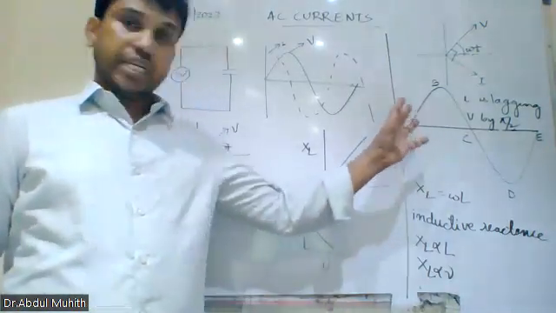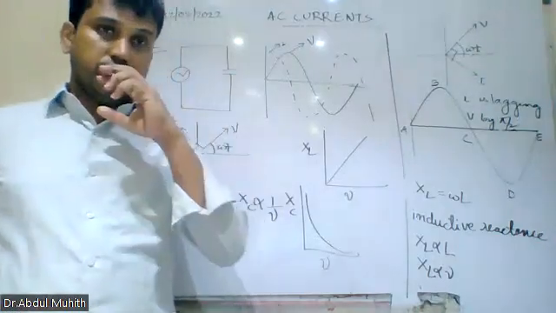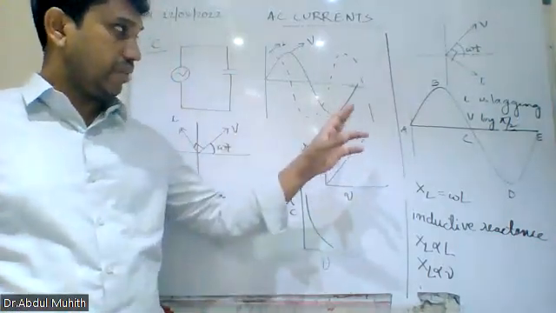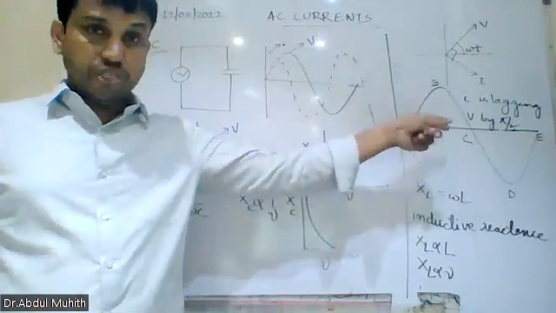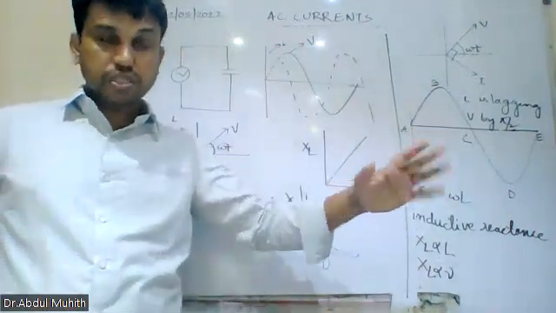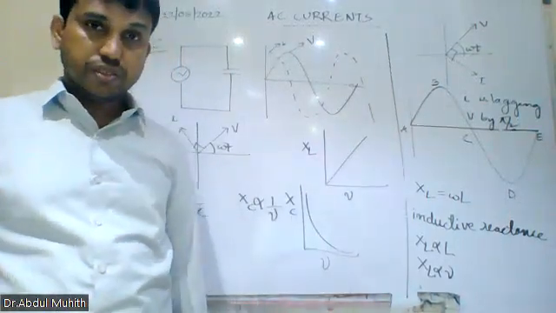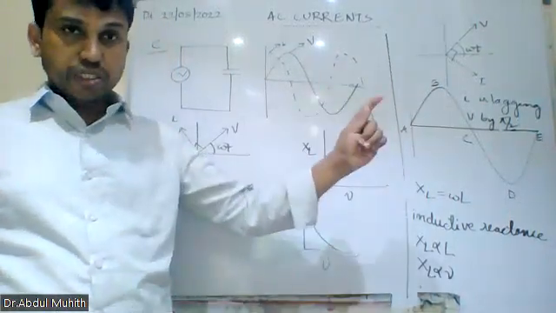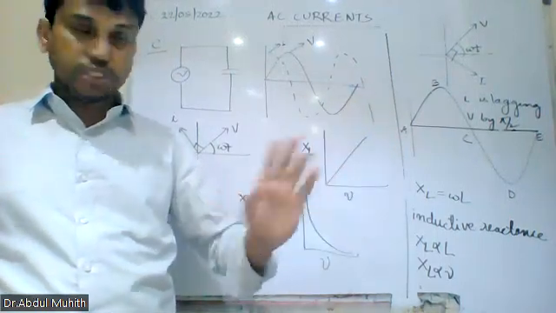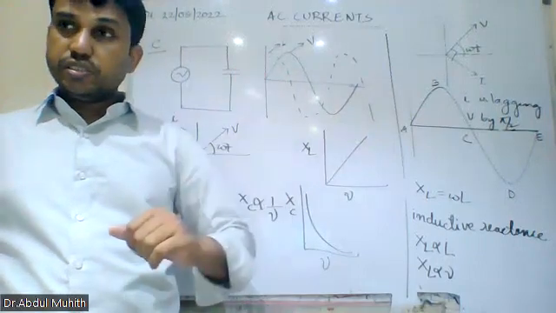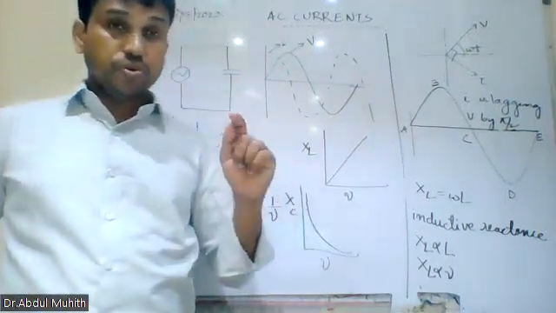Now, what will happen for one cycle? We will see from A to B. What will happen from A to B? A to B will charge, B to C will discharge, C to D will again charge in the opposite direction, D to E will again discharge. Is that clear? So A to B is charging, B to C is discharging, C to D is again charging but in the opposite direction, and D to E is again discharging. That happens for one cycle.